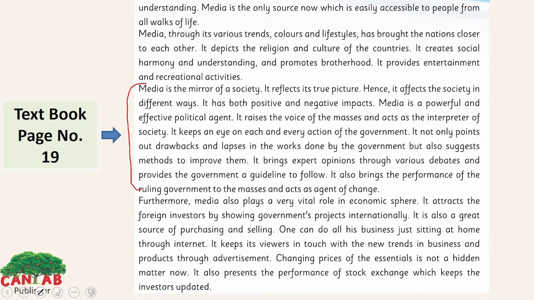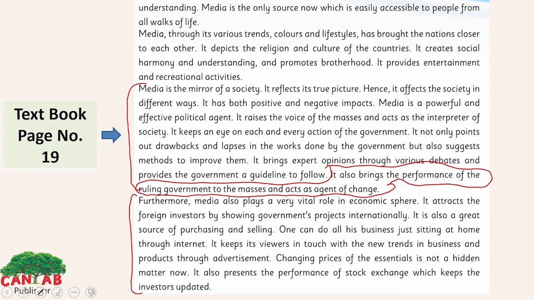If the government has any drawbacks and lapses, it also suggests how to improve them. You may have seen the experts debating on different issues and problems of the country. It's also possible and accessible through media, and we can have a very good idea of the performance of the country. Now look at this paragraph here.